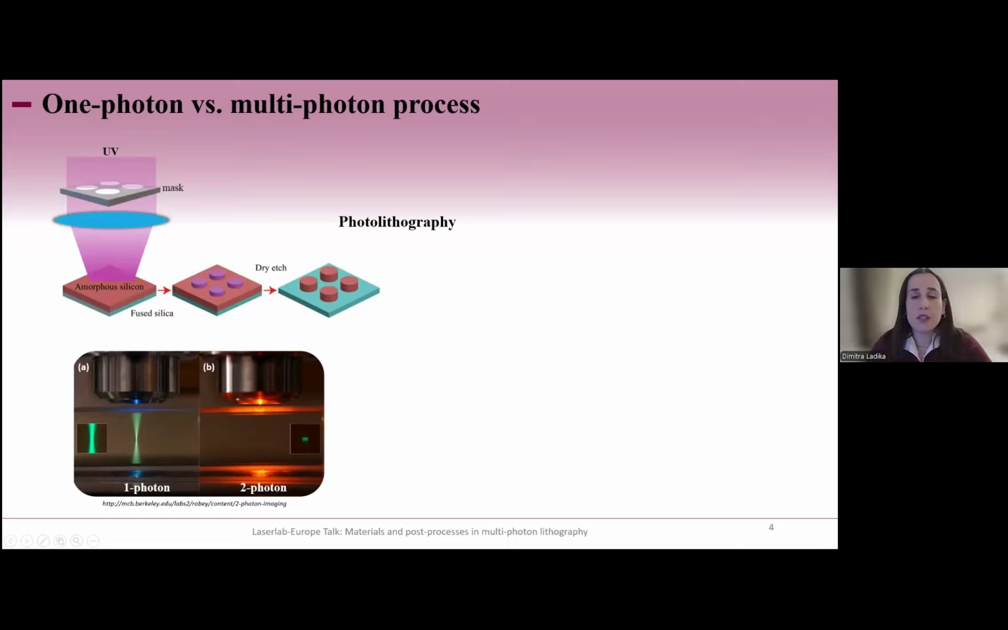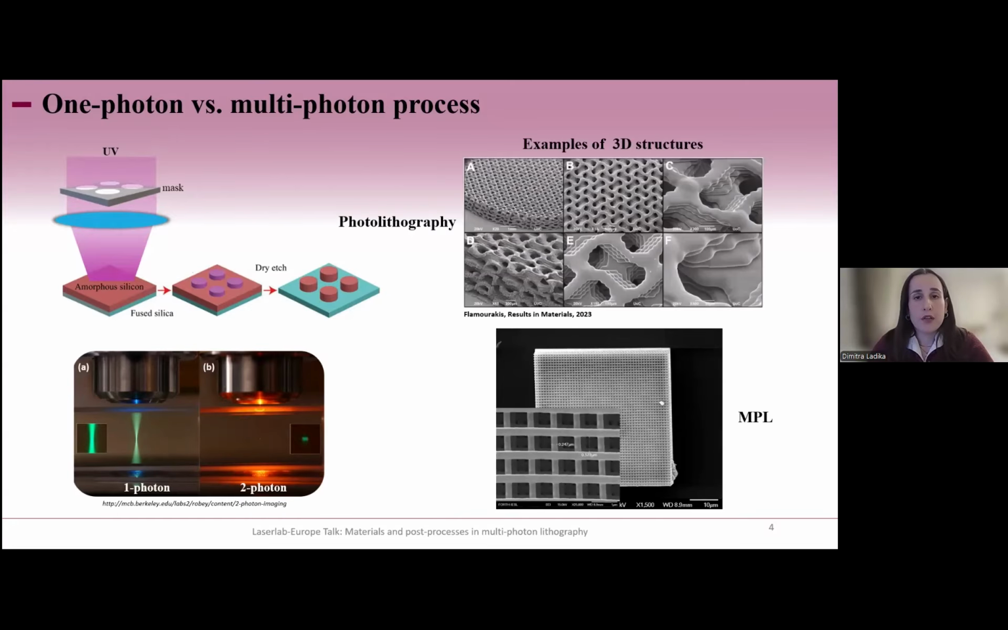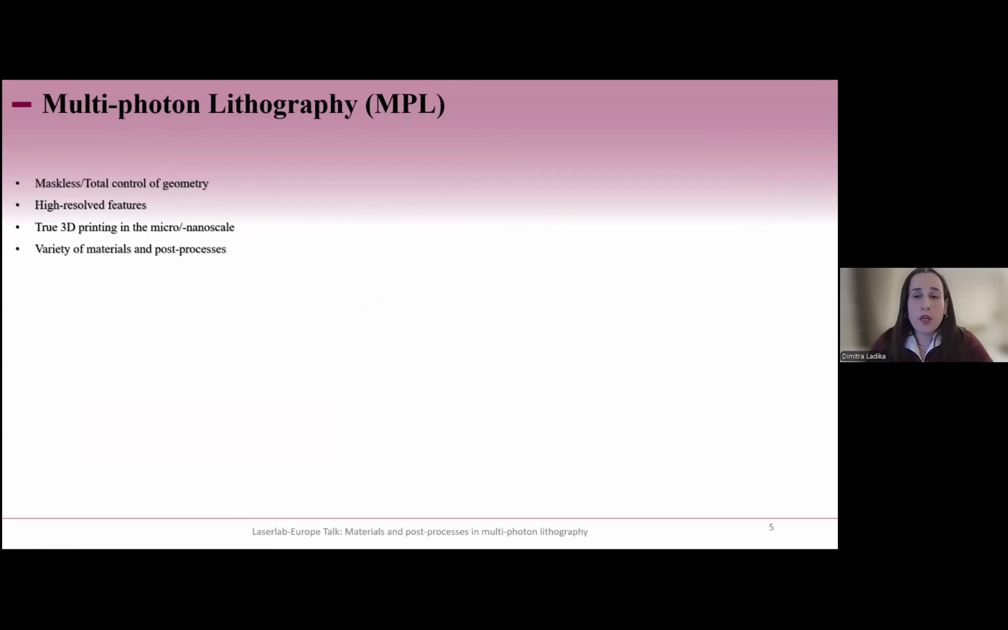However, this technique is limited to 2D. It also has limited high resolution, especially in the nanoscale, as you can see here, compared to results from multi-photon lithography. For this reason, multi-photon lithography has been the center of attention, and it is, as I mentioned, a laser direct writing technique capable of the fabrication of 3D structures in the micro and nanoscale.